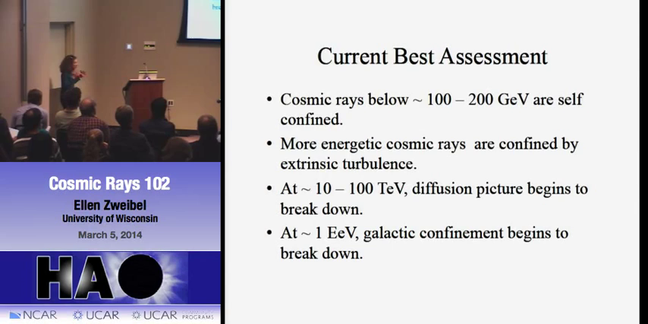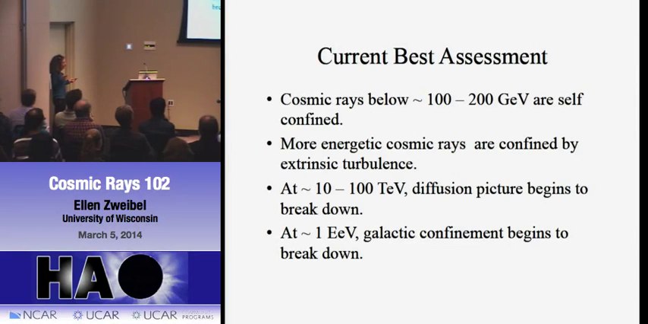So our current best assessment, taking what we know, is that below somewhere between 1 and 200 GeV, the cosmic rays are self-confined. So they are the primary source of the turbulence which scatters them. But because the ability to excite these waves declines with increasing cosmic ray energy, the more energetic cosmic rays are confined by extrinsic turbulence, and the turnover occurs somewhere at the top of this energy range.